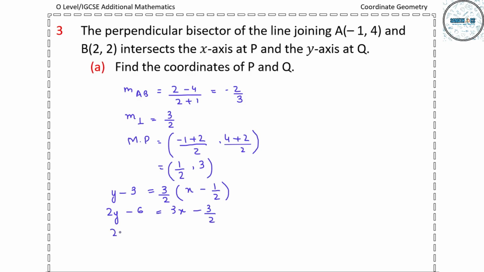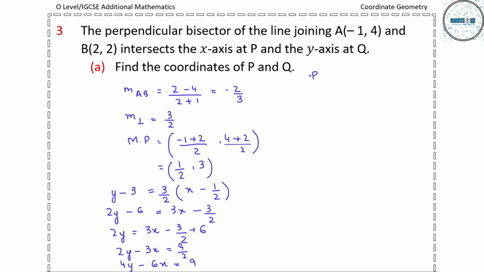So we have here 2y is equal to (3x minus 3)/2 plus 6. 2y minus 3x is equal to 9/2. We can multiply this 2 on this side, so it will be 4y minus 6x is equal to 9. Now we can find out the coordinates of P and Q.